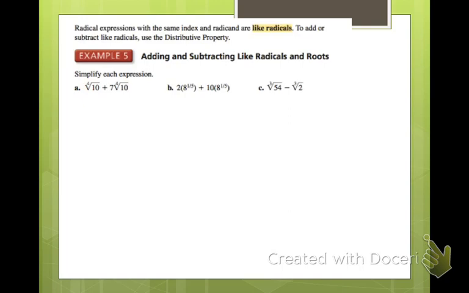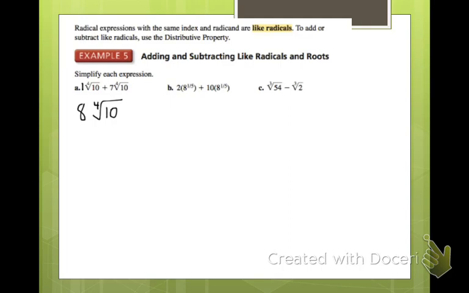So let's get there. Now, if your radical is the same, so fourth roots of 10, you can add them. So we have 1 fourth root of 10 plus 7 fourth roots of 10 will give us 8 fourth roots of 10. It's like adding variables, okay? They have to be the same.